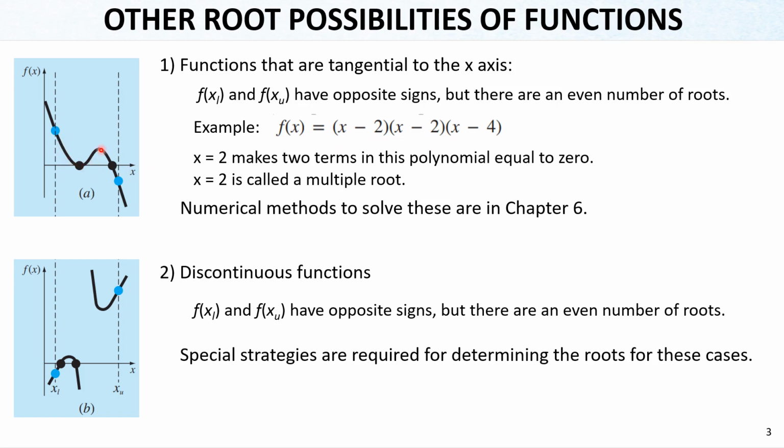So when we have a function with a tangent on the x-axis, that means at that point there are 2 roots but they are the same. So for these kinds of cases, we will talk about how to solve them in chapter 6, and the chapter 5 methods are not applicable to those. There are also discontinuous functions. Here also there is a sign change, but because the function is not continuous, this is a partial function part and this is a partial function part.